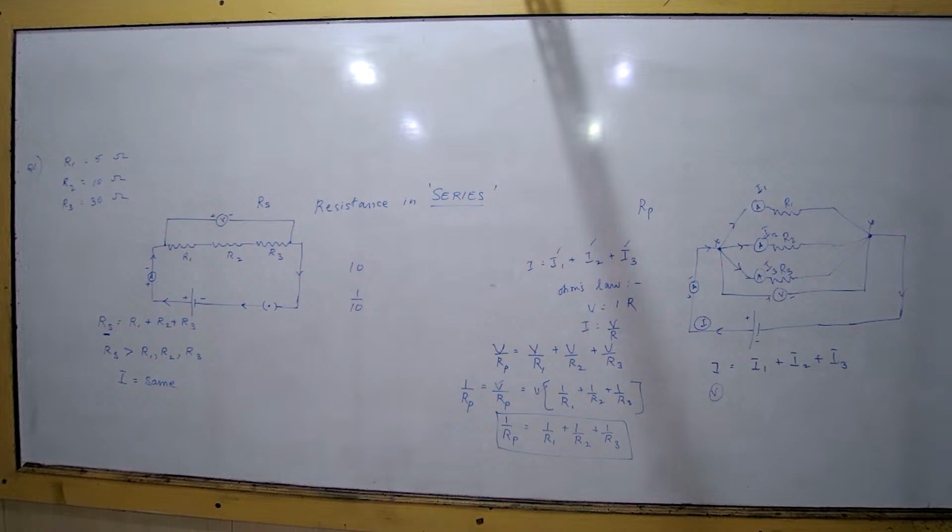Alright, fast. This is my question. We have 3 resistors measuring 5, 10 and 30. Now my question is to find RS and RP. Is it going to be the same? Okay, let's see. Come on, do it yourself. If you want to find out RS, you're going to use this formula.